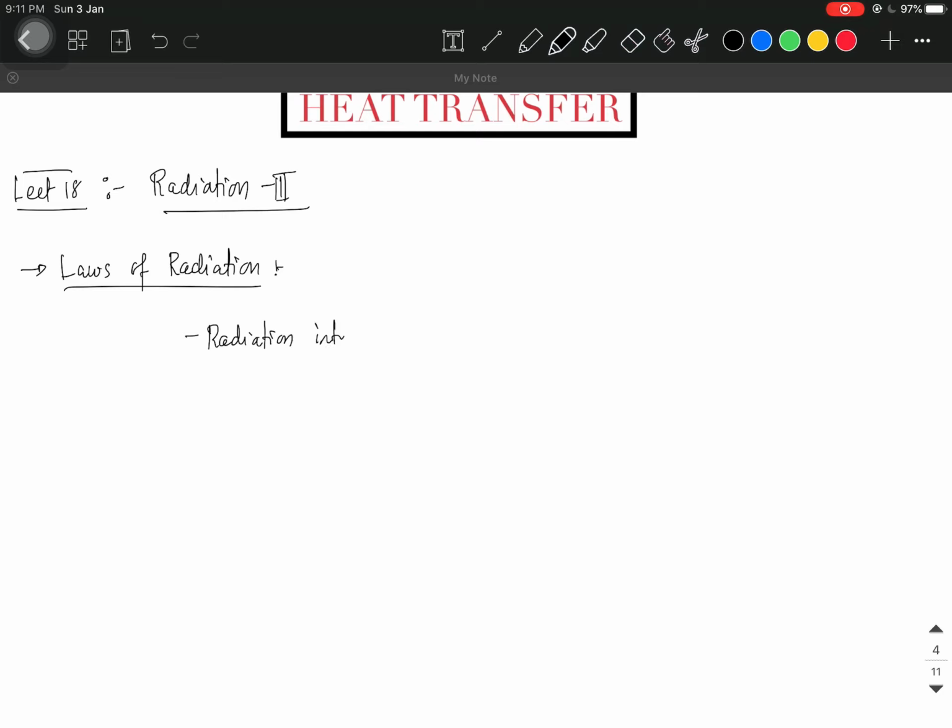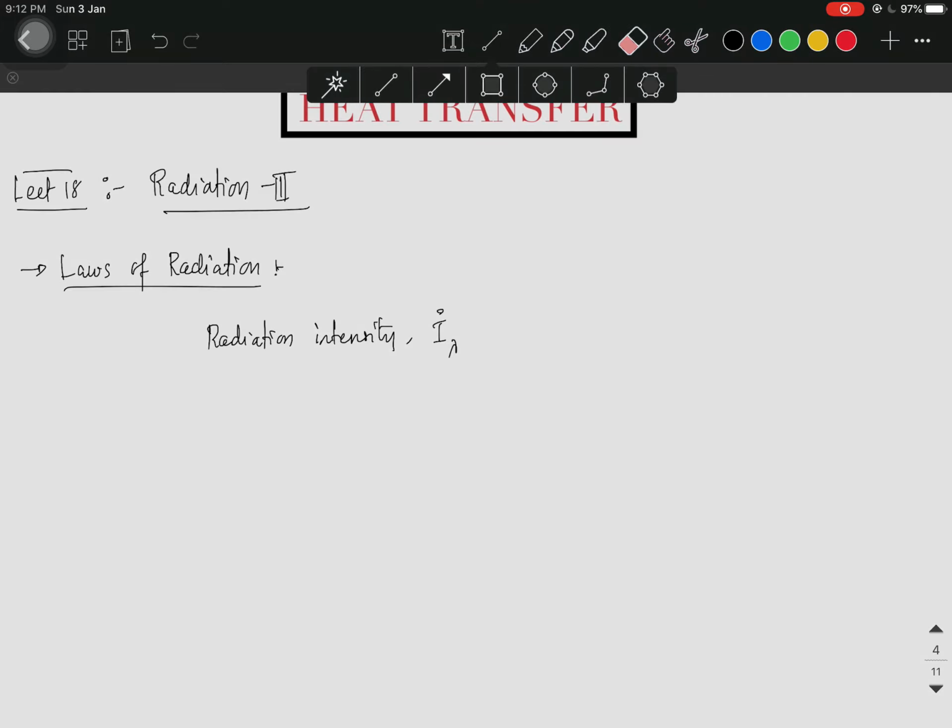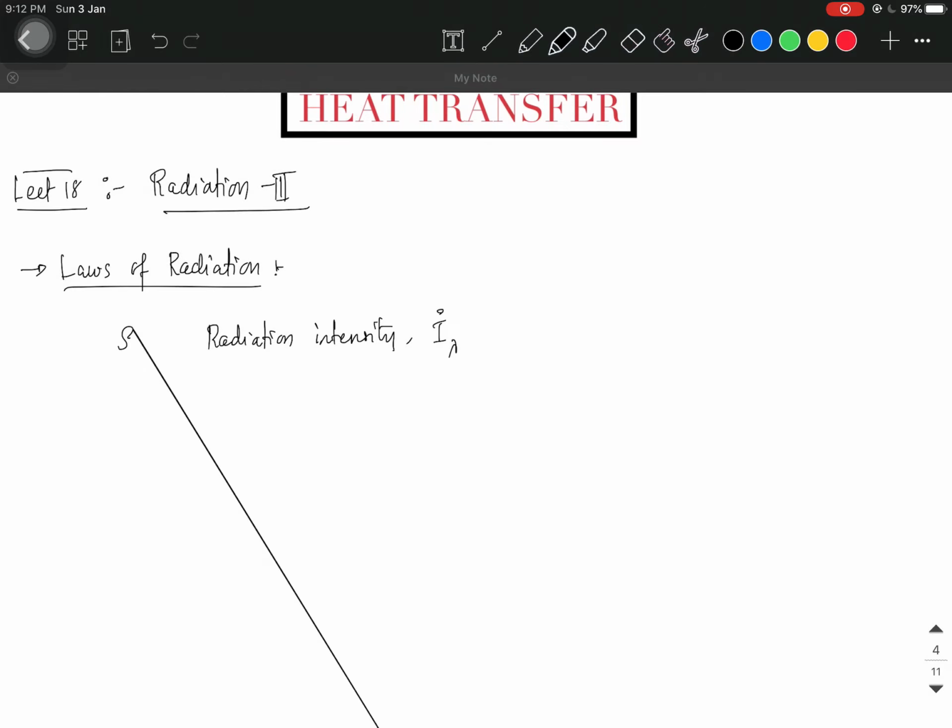Before going into that, let's discuss a term called radiation intensity. Radiation intensity is denoted by the letter I dot lambda. Since we are dealing with the radiation intensity for a particular wavelength lambda, we can call it spectral radiation intensity.